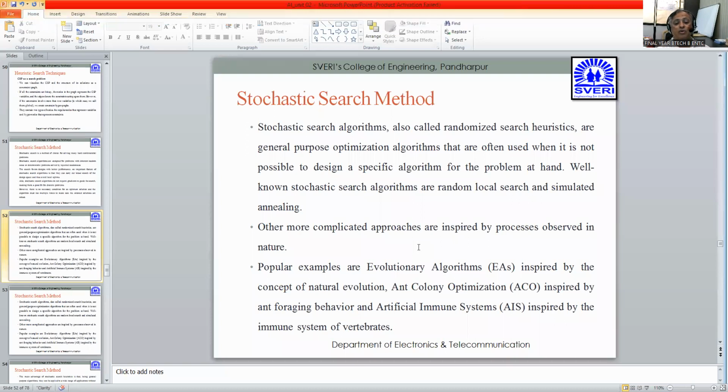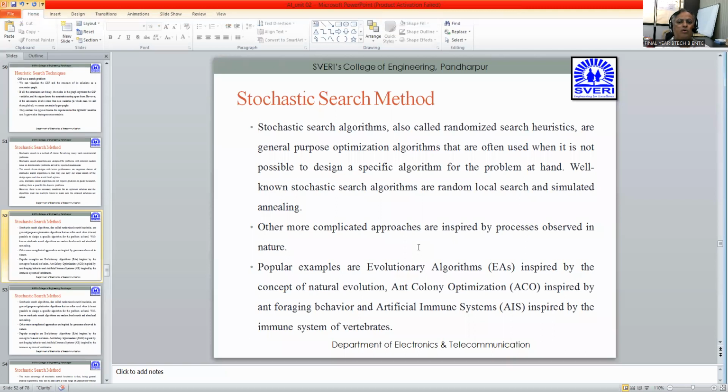नेचर से उन्हें ऑब्जर्व किया एंट कॉलोनी ऑप्टिमाइजेशन. So how the ants build the colonies. Based on that, inspired by the ant foraging behavior, and artificial immune systems, inspired by the immune systems of vertebrates. So there are different algorithms that have been inspired by nature, which come under stochastic search. It is actually only a heuristic search technique, but it is a randomized heuristic search, and it is often used for general purpose optimization algorithms, and often used when it is not possible to design a specific algorithm for a problem at hand.